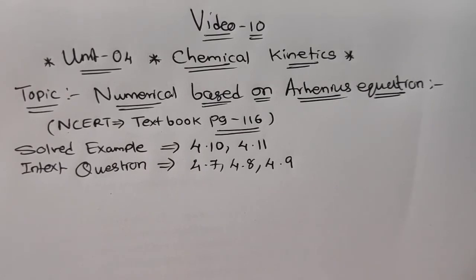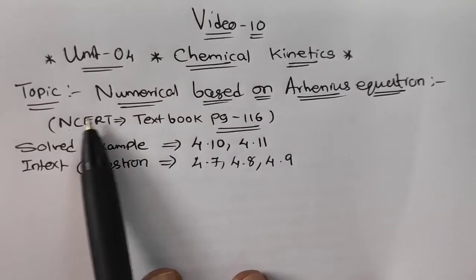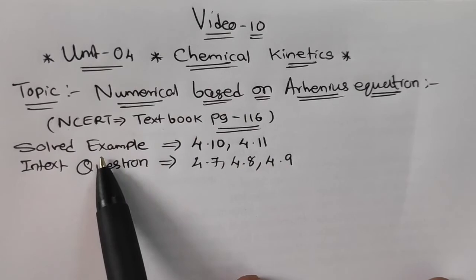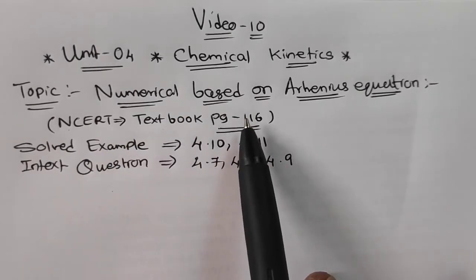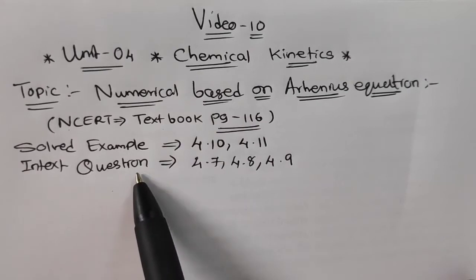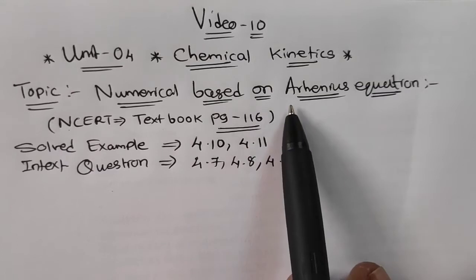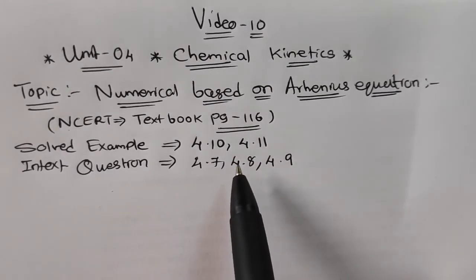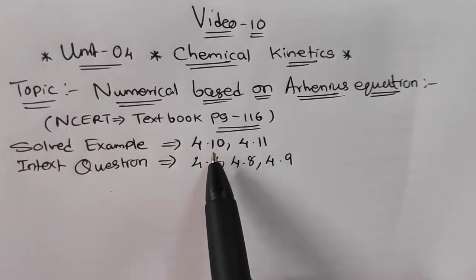Today in video 10 of unit 4, chemical kinetics, topic numericals based on the Arrhenius equation, we are going to discuss a solved example given in your NCERT textbook on page 116, and also the in-text questions based on it. These two questions are the in-text questions based on the Arrhenius equation. So these few numericals we are going to solve today. We'll start with the first one, that is 4.10.